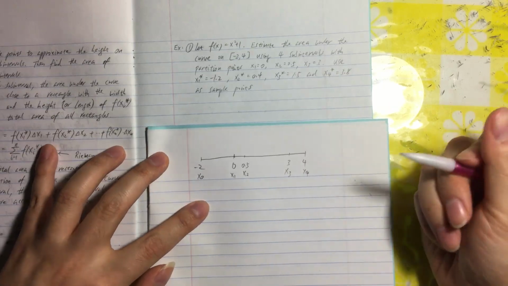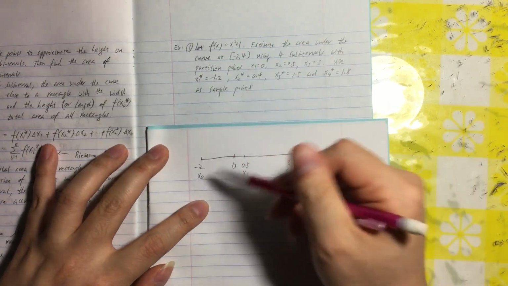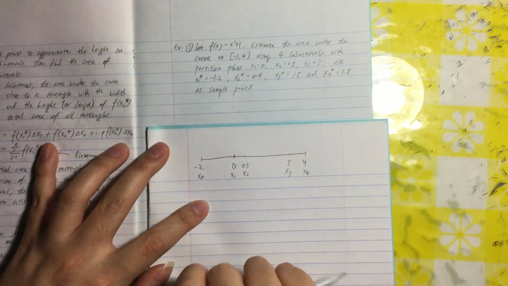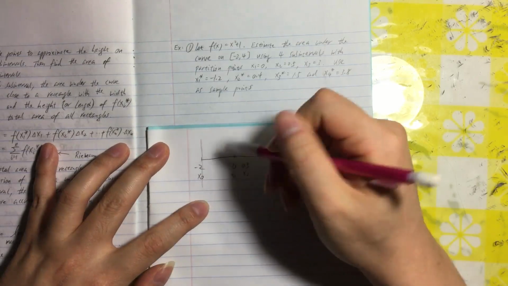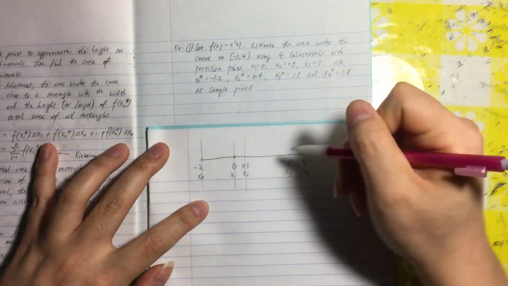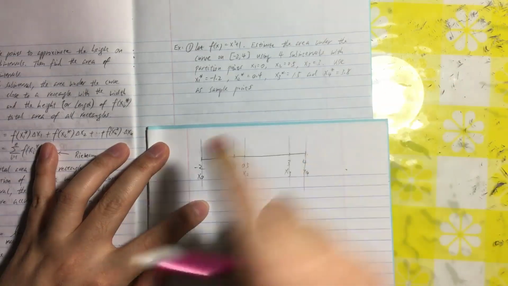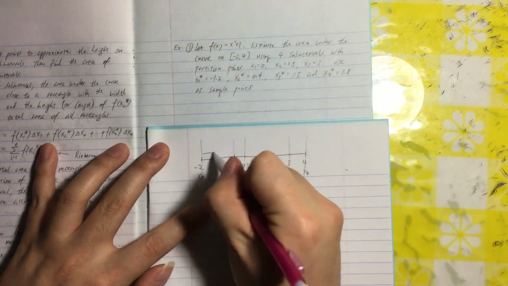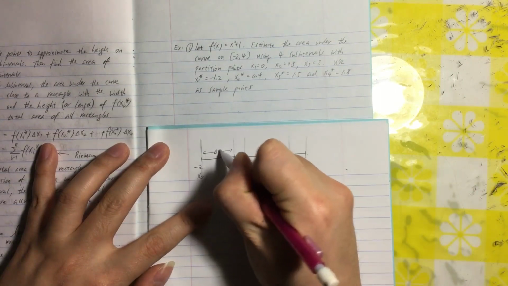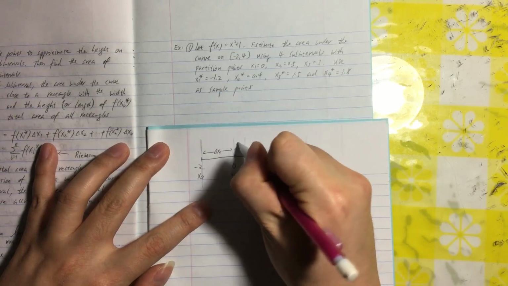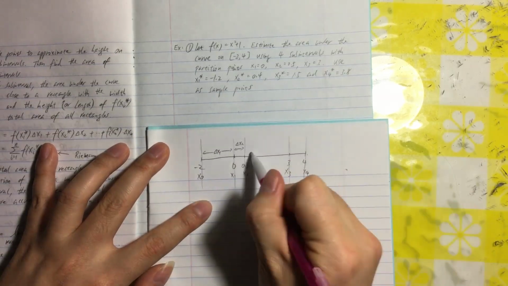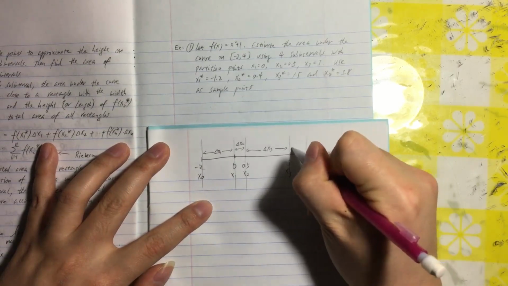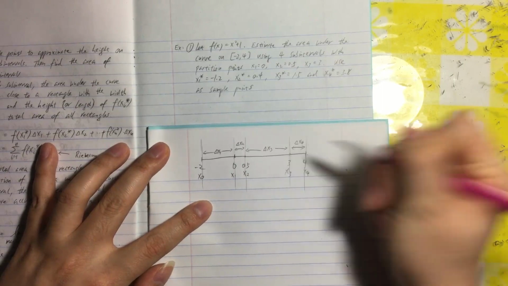First step, plot partition points. Next, find the width for each subinterval. Here we have 4 subintervals: 1, 2, 3, 4. Next, find the widths for each subinterval. Delta x1, delta x2, delta x3, and delta x4. How do we find their widths?